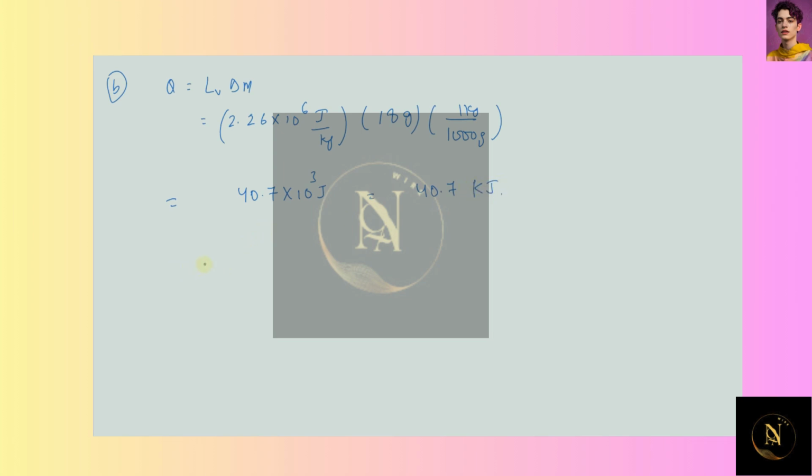Now we're going to use the first law of thermodynamics, according to which the change in internal energy is equal to Q plus W. W we have calculated in the A part, and Q we know, that is 40.7 kilojoule, and the value of W was minus 3.1 kilojoule. After combining these two numbers, we'll get the result as 37.6 kilojoule. So finally we can conclude the change in internal energy is equal to 37.6 kilojoule. This was the final answer for the B part.